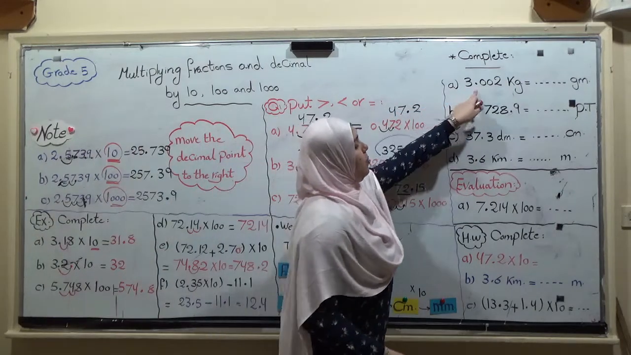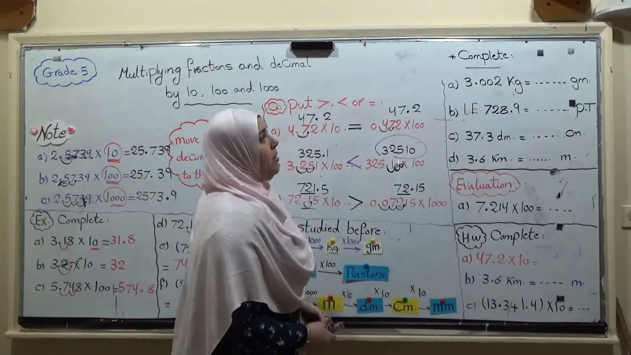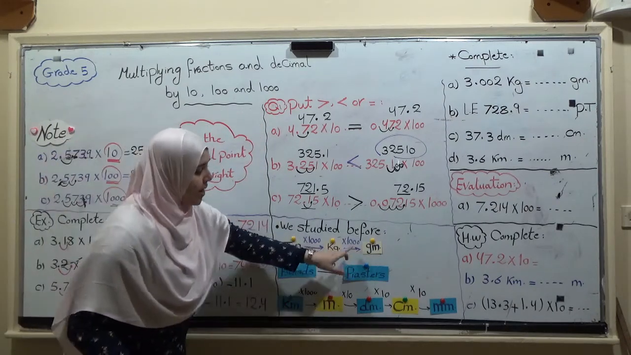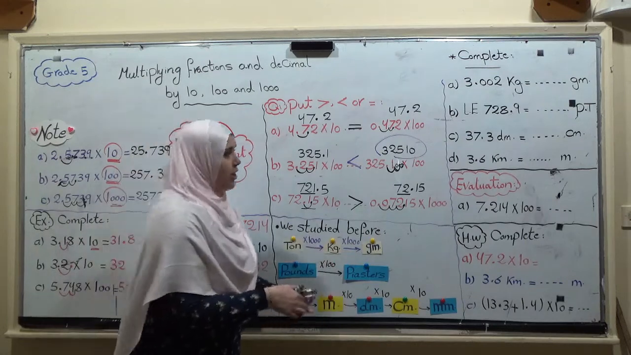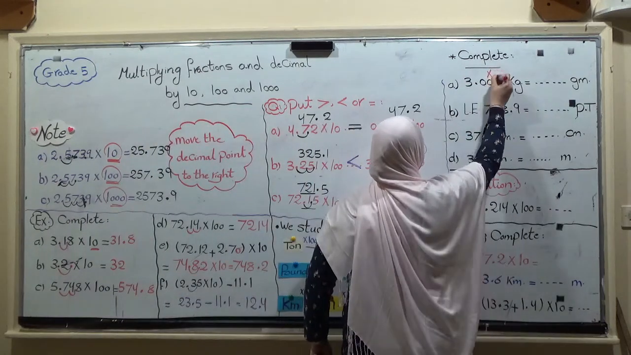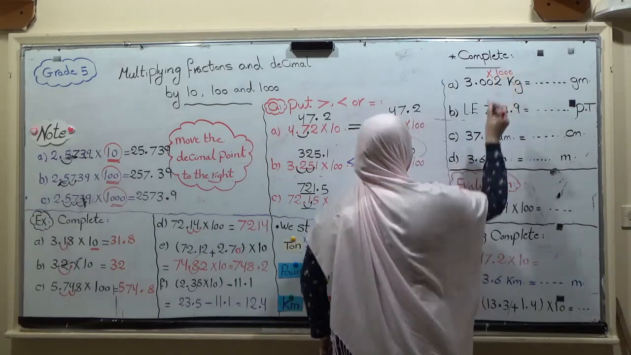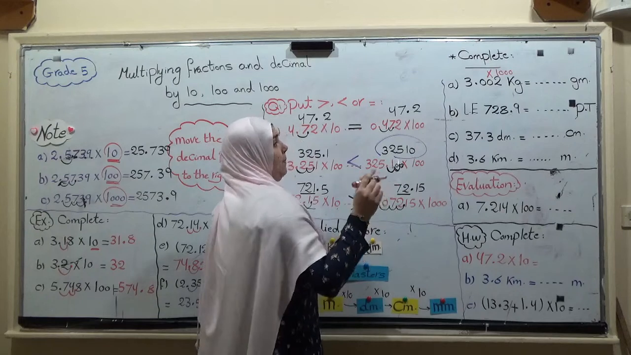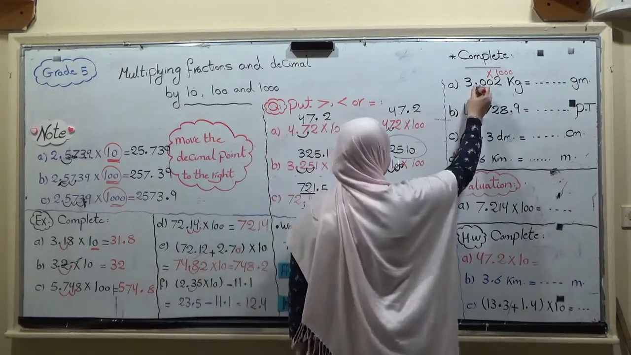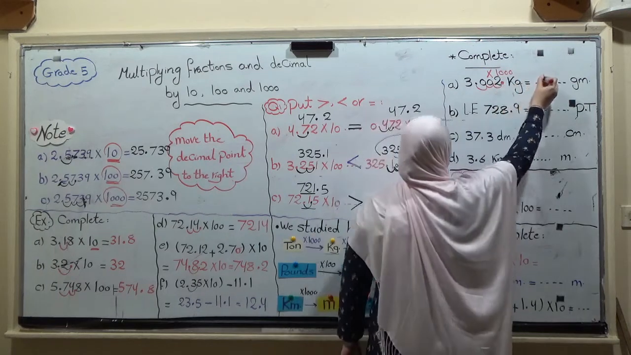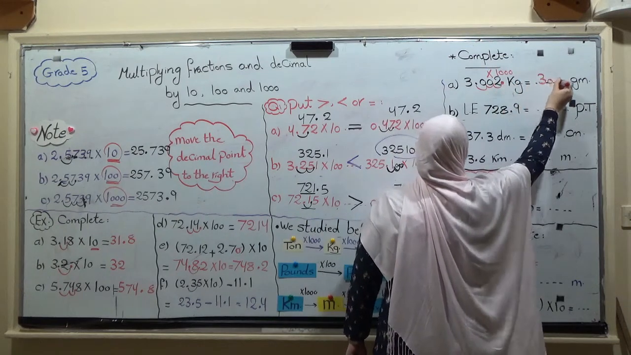Complete. 3.002 kilograms equal how many grams? From kilogram to gram, what can I do? Multiply 1,000. When I have the decimal number multiplied by 1,000, move the decimal point 3 digits to the right. 1, 2, 3 equal 3,002.